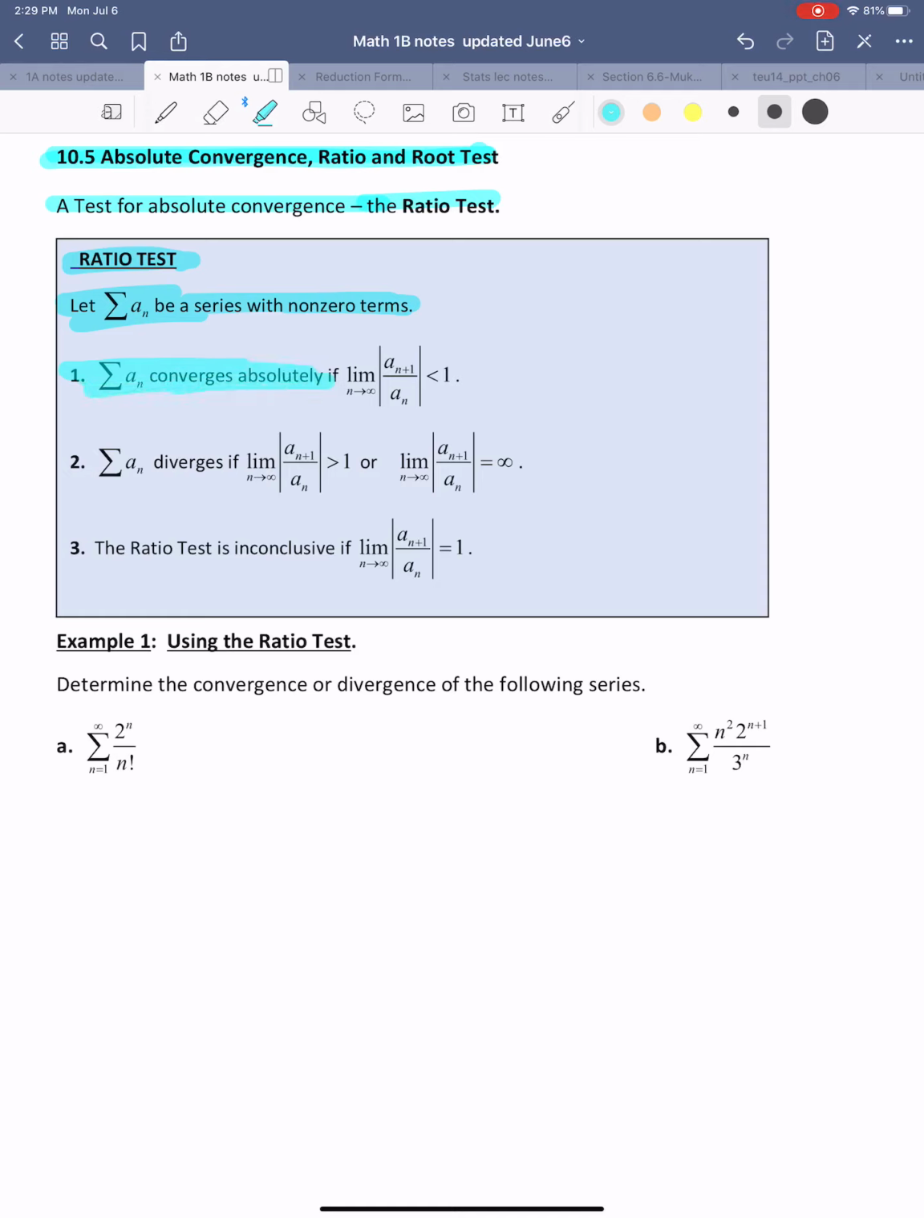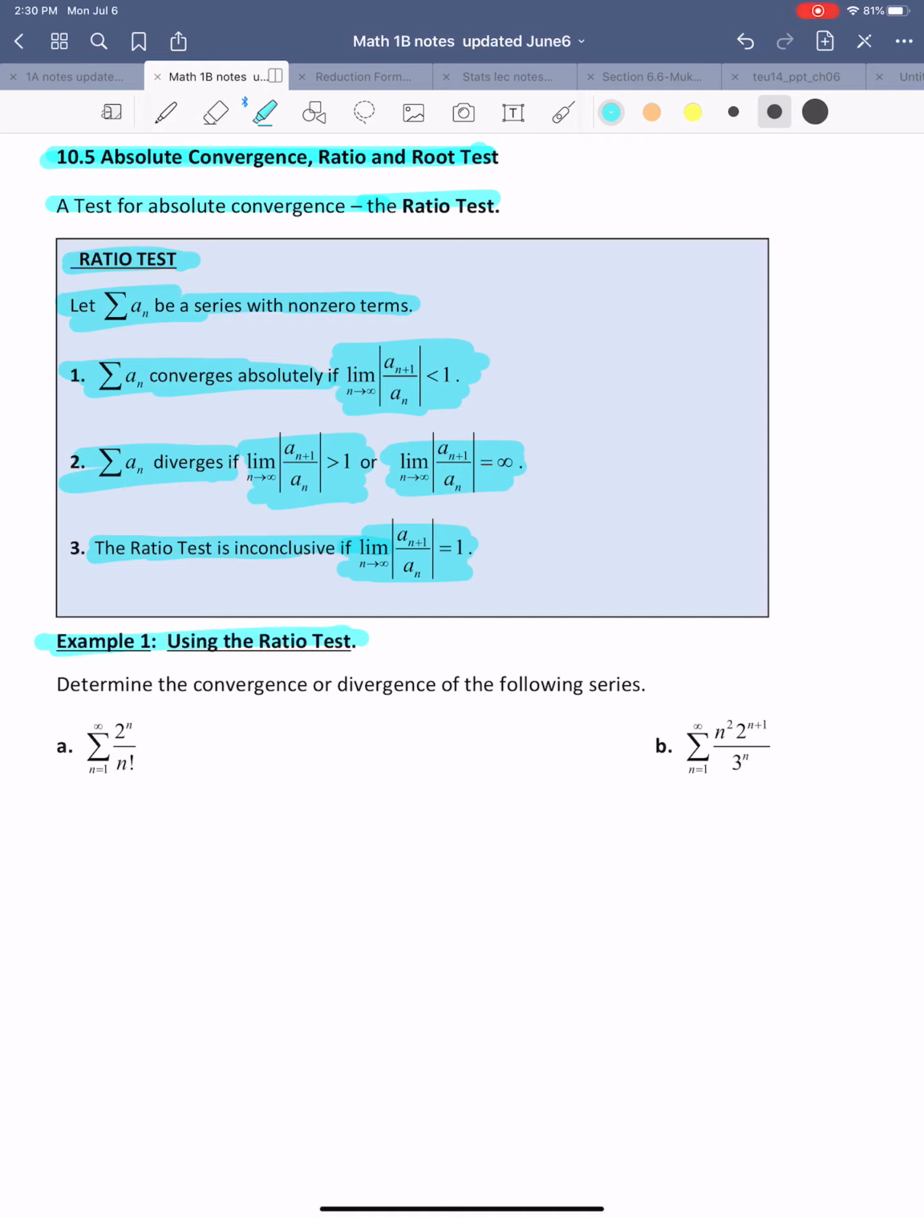The ratio test: let the sum of a_n be a series with non-zero terms. a_n converges absolutely if the limit as n goes to infinity of the absolute value of a_(n+1) over a_n is less than 1. a_n diverges if this limit is greater than 1, or if this limit is equal to infinity. The ratio test is inconclusive if this limit is equal to 1.